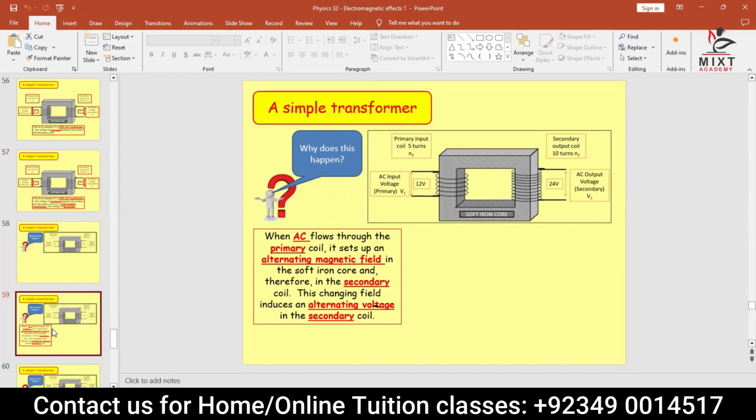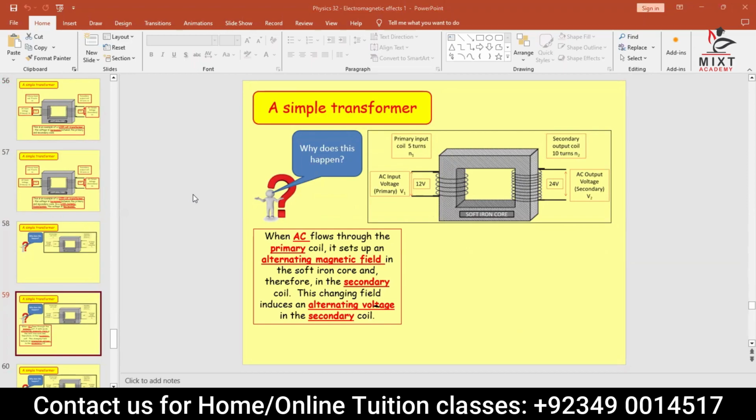Guys, my question: you're providing AC input and you're getting AC output. What if you are providing a DC input? What will happen? Who will tell me that? Yes, Safiullah, Armina, what's your point? What if you are providing input DC rather than AC? Yes, anyone? Ibrahim, Armina, Sayyid Safiullah, anyone?